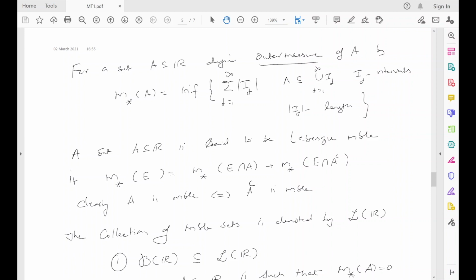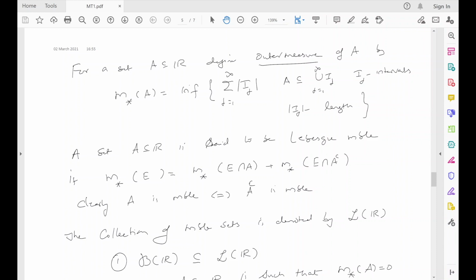You have phi and R, and it turns out that the collection is actually a sigma algebra, okay. So the collection of measurable sets, denoted by L of R, is a sigma algebra, and it's a big sigma algebra. So the two properties of the sigma algebra we already saw, right. The empty set and the whole space are there, and it is closed under complementation. So you need to prove that it is closed under countable unions, okay. So that is some work to be done, but such a collection is going to be a sigma algebra. So the Lebesgue measurable sets form a sigma algebra, and we have some properties of that, okay.